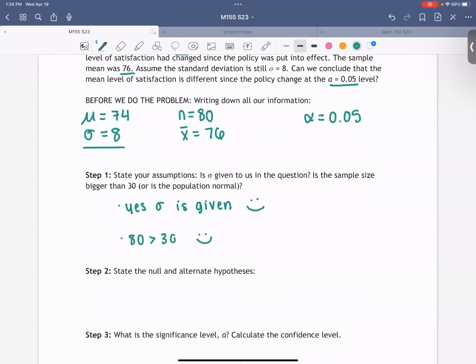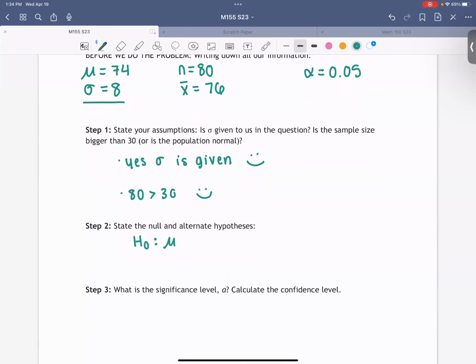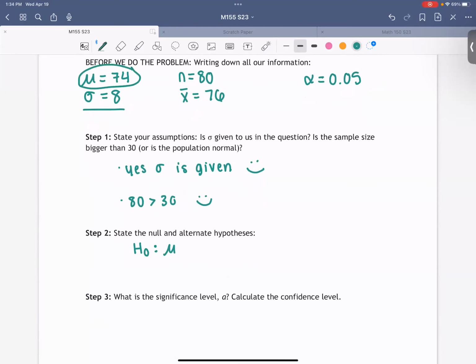All right. Step 2, stating the null and alternate hypotheses. The null one's pretty easy, right? Because we just have to write H0. We're talking about mu, and since I already wrote what mu was up top, I don't have to think about what number to write. I just have to copy it down.